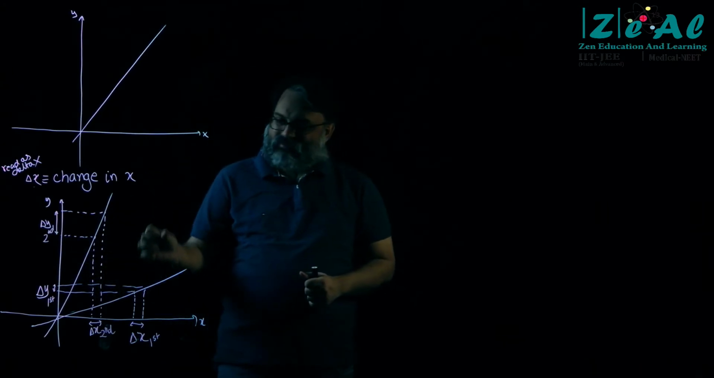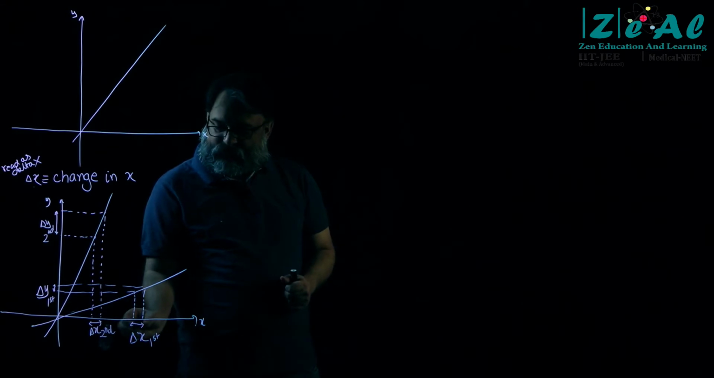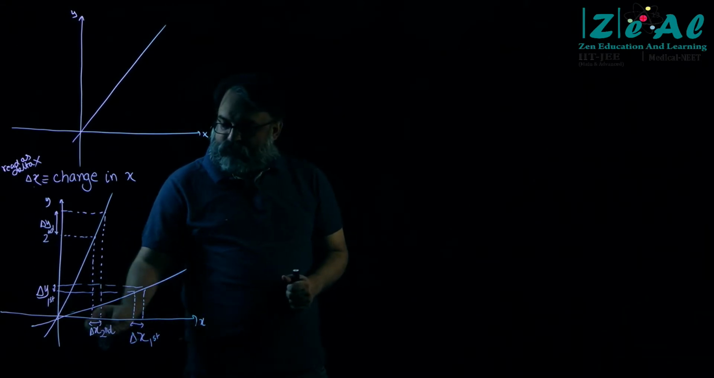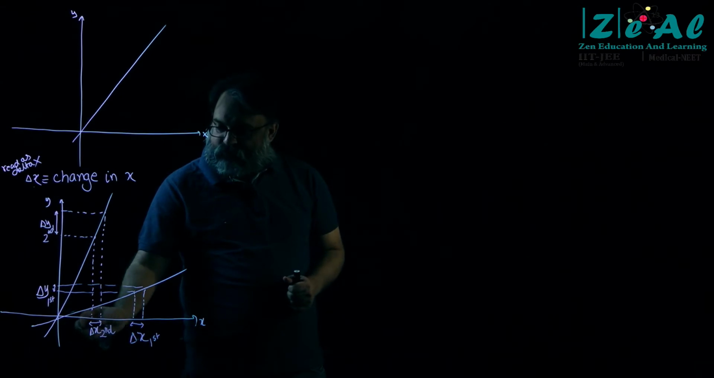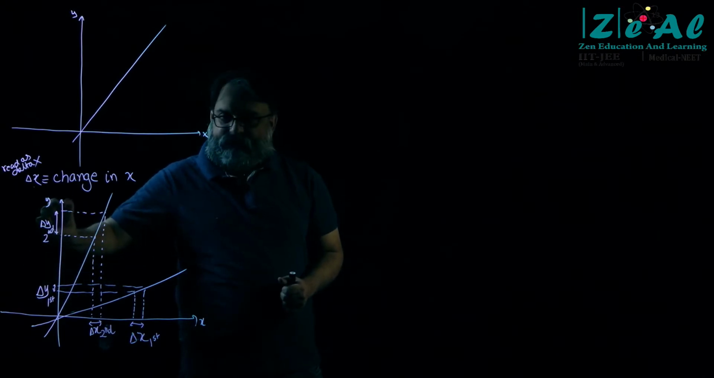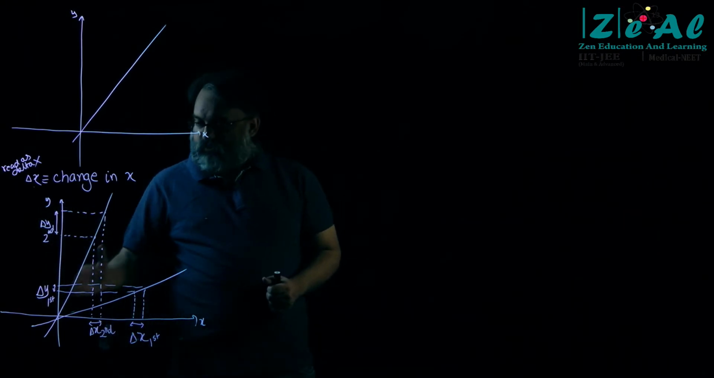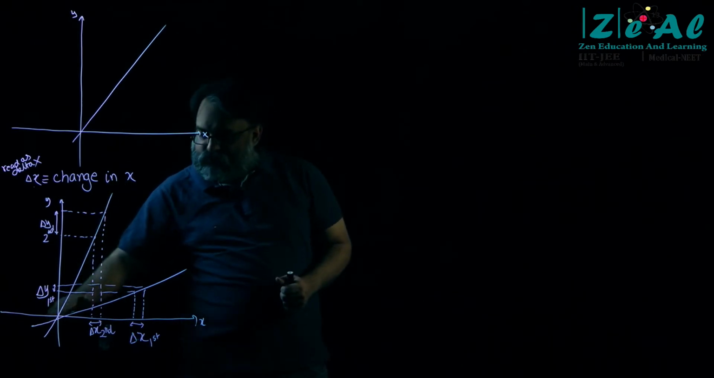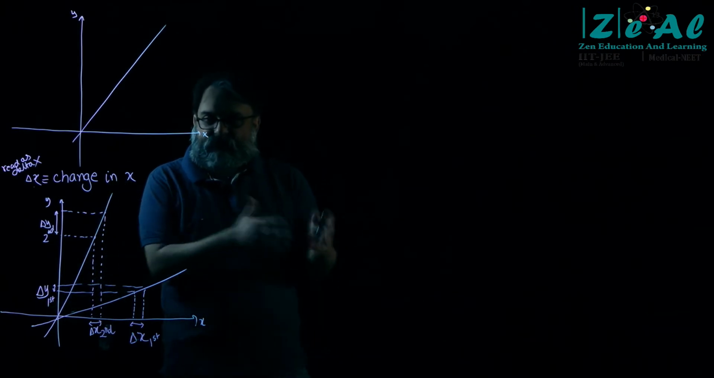So for the change in x for the first graph, which is this one, and the change in x for the second graph, which is this one, the corresponding change in y is different. Okay, so this graph is representing something and this graph is representing something else.